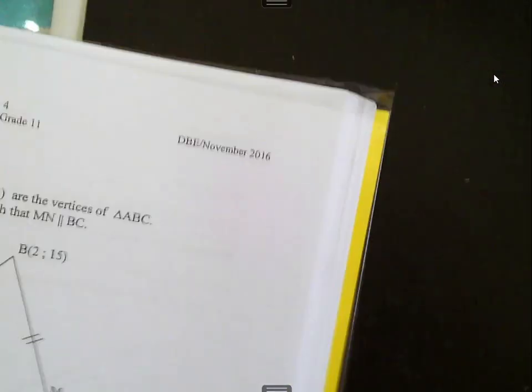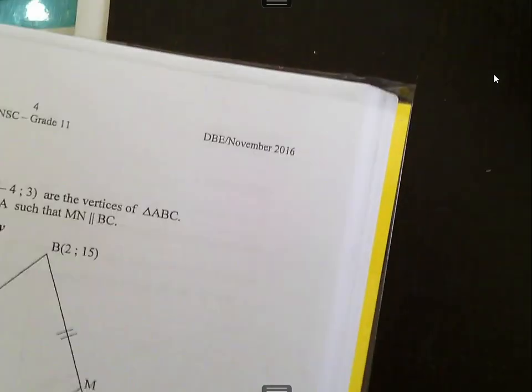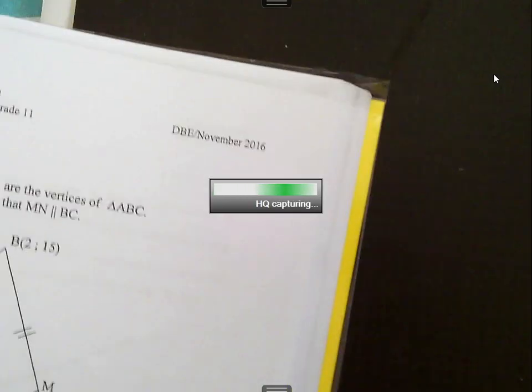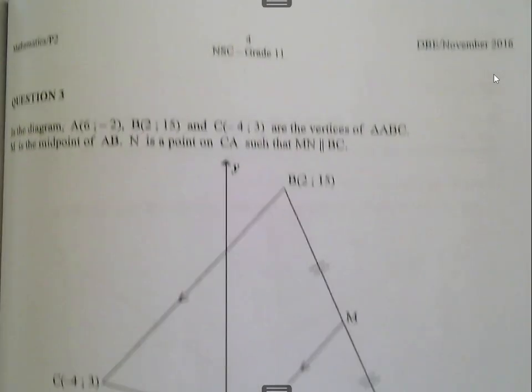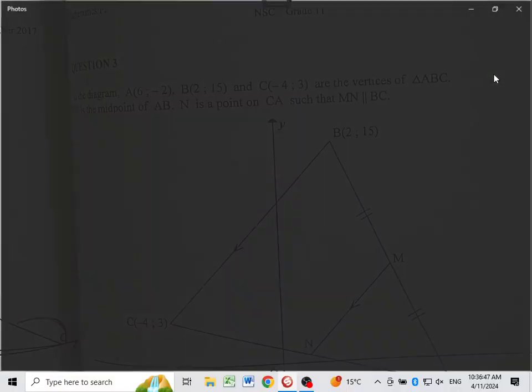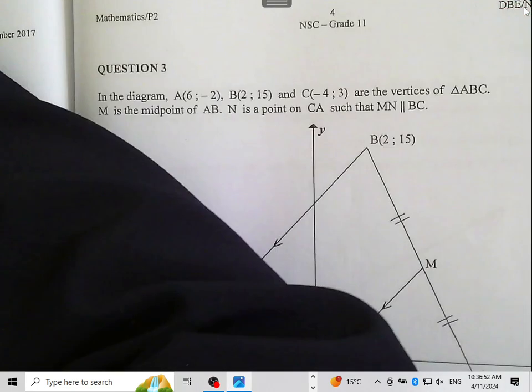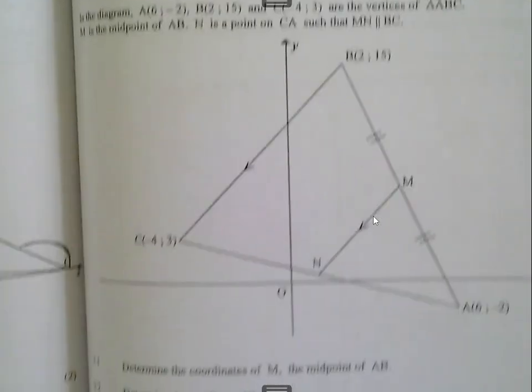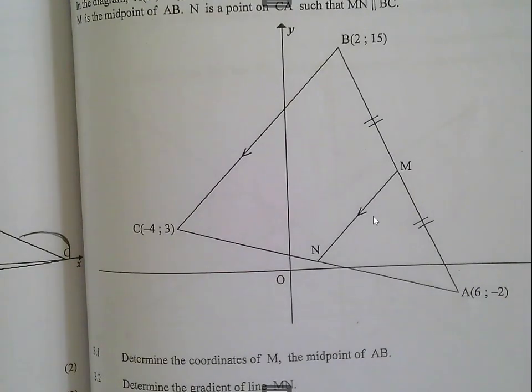Alright, so we are now going to get to the next two questions, which are question 3 of November 2016 and question 4 of November 2016. There is one thing I want to talk to you about. The Afrikaans class said that you guys didn't do the midpoint theorem last year.